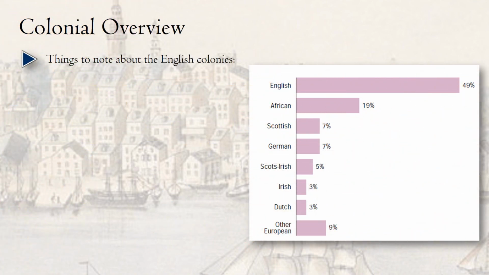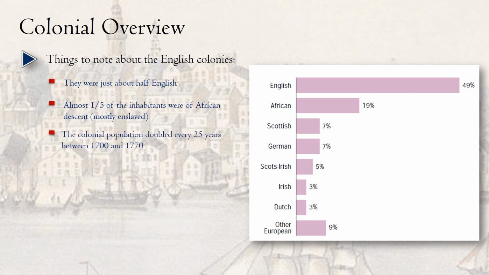So there are some things that I want you to note about the English colonies. First, you can gather from the graph to your right that they're just about half English. Around 49% of the settlers can actually claim pure English ancestry. One fifth, that is almost 20% of the inhabitants, were of African descent. Most of these are going to be enslaved people, but there are a fair number of free blacks, so to speak, as well. The colonial population is going to be doubling about every 25 years between 1700 and the eve of the Revolution in 1770.